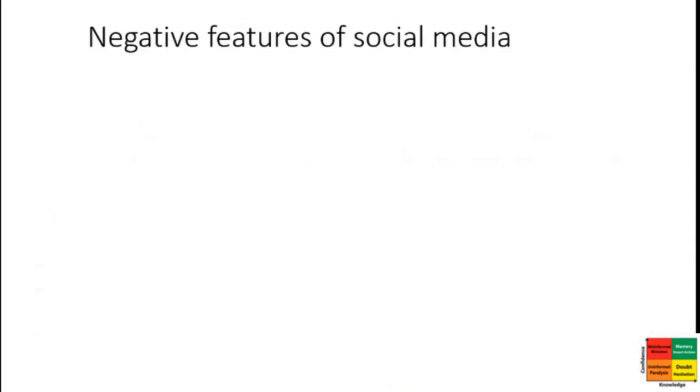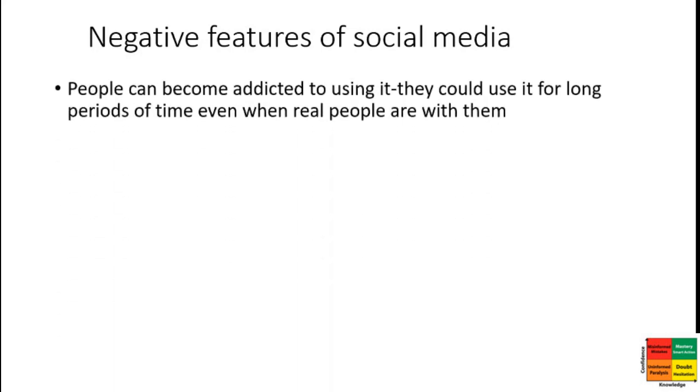So what are the negative features of social media? Now, this is mainly referring to personal life. The key thing, and probably the worst way social media is affecting society, is people becoming addicted to these platforms. They spend so much time on social media that they forget that real people are with them. And unfortunately, this is becoming a really common thing in society.